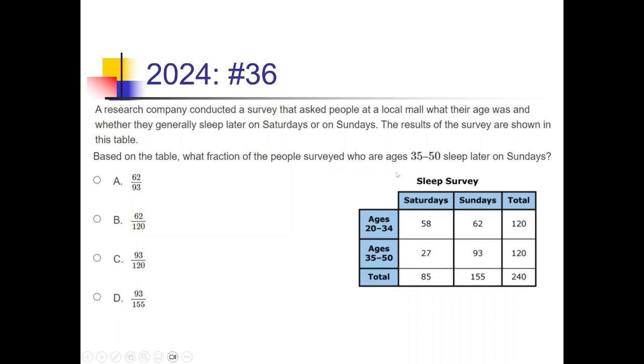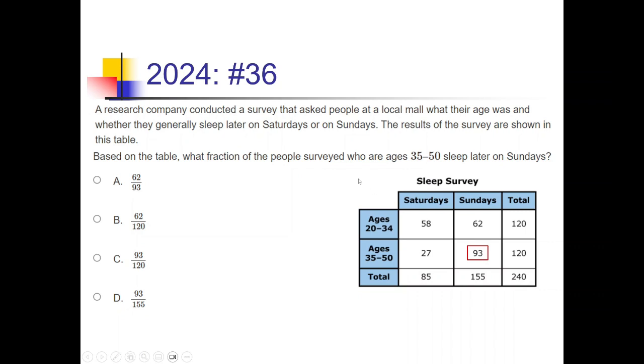Okay, so let's look here. We've got ages 20 to 34, 35 to 50, Saturdays, Sundays, and totals everywhere. So 35 to 50, sleeping later on Sundays, that's this 93 right here. So that'll be our numerator. The question is, what should the denominator be?